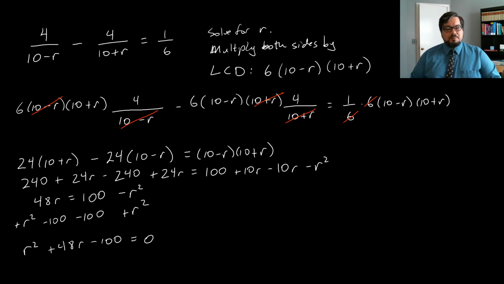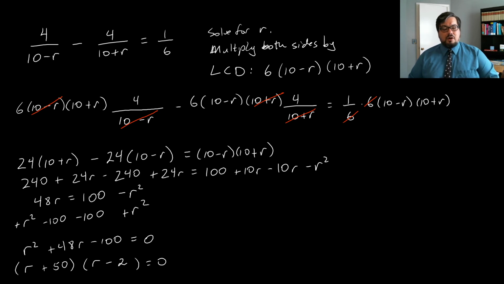So we have r squared plus 48r minus 100 equals 0. We want to solve this quadratic equation. We always want to start by seeing if we can factor. We would be able to factor this if we can find two numbers that multiply to equal negative 100 and add to equal 48. Well, once again, that's something that we can do. And we can get r plus 50 and r minus 2. And those two numbers add up to 48 and multiply to negative 100. And so there's our factorization.